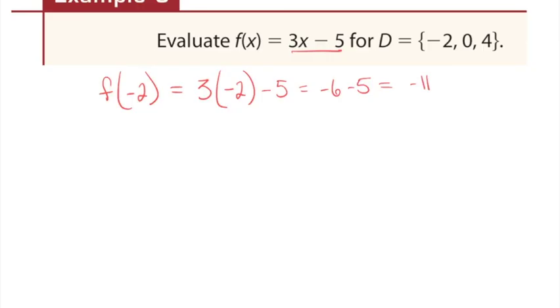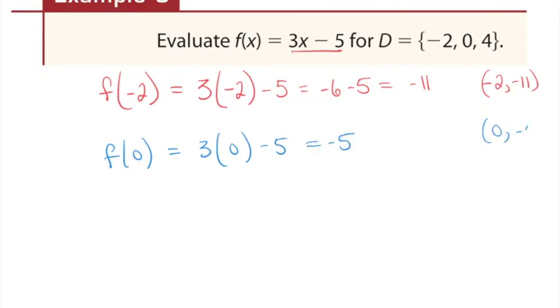What does this tell me? This actually tells me that I have this ordered pair in this relation or function, all right? f of 0, again, that just means plug it in. That's going to equal -5. That also tells me this ordered pair. And then f of 4. We have 3 times 4 minus 5. That gives me 7. So then that tells me this ordered pair right here.